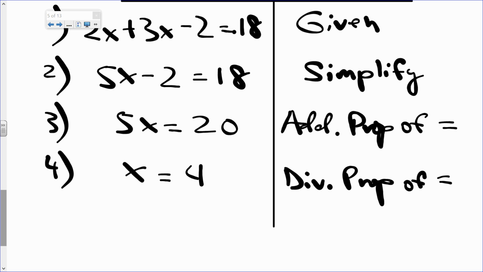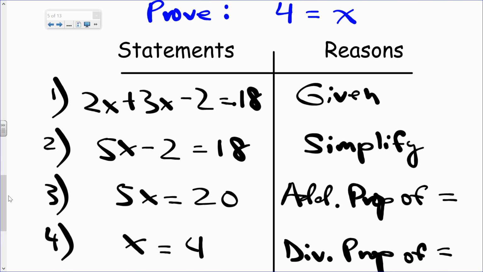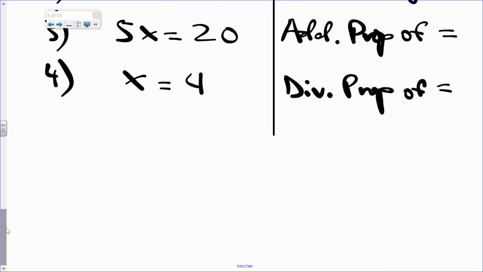Have we proved what we need to prove? No, we haven't. We have x equals 4. It says 4 equals x. Thank you. What gives you the right to switch it? How dare you say switch it? Toscano's on fire. Watch this. 4 equals x. One more time. What's the reason?